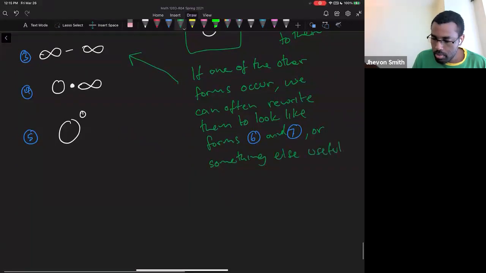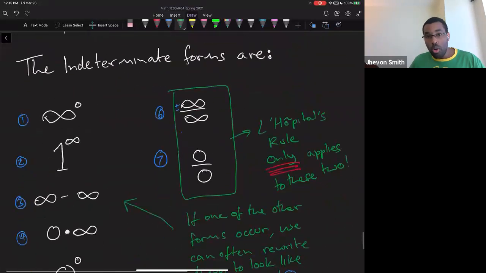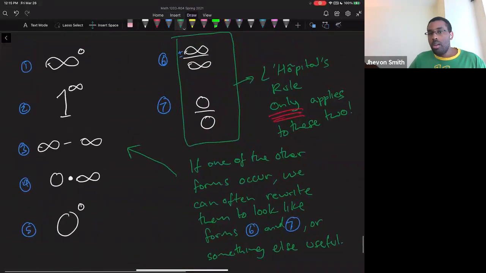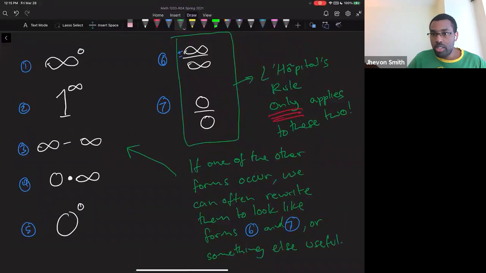Okay, so L'Hopital's rule only applies to these two situations. If you encounter any of the other 5 situations, most of the time you can actually rewrite it using algebra in a different way. You can probably rewrite it in one of the ways that L'Hopital's rule applies and then apply L'Hopital's rule. But you might be able to rewrite it in just another way where the answer becomes obvious. You no longer have any competing ideas, right?